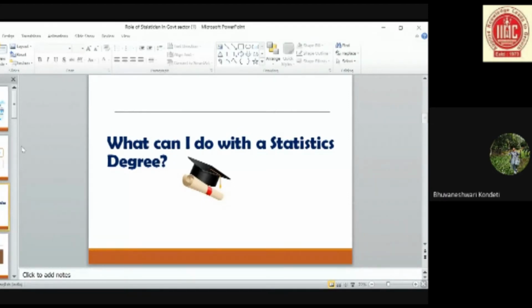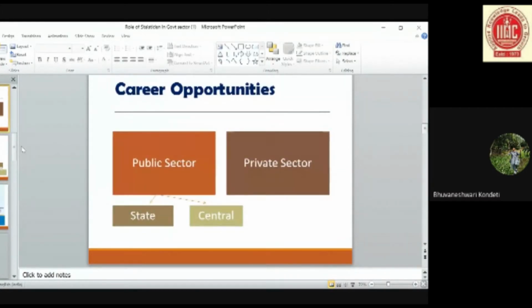And also you can find many opportunities in career opportunities. In career opportunities, we have two types of sectors: public sector and private sector. Coming to private sector, you have many types of jobs like data scientist, data analyst, business analyst, etc. Usually the names would be different based on the company and the designation, but the role is the same, the statistical analyst only.